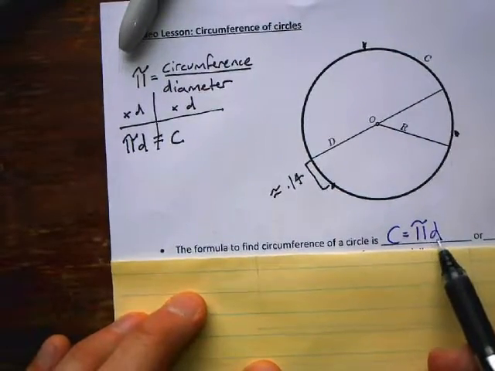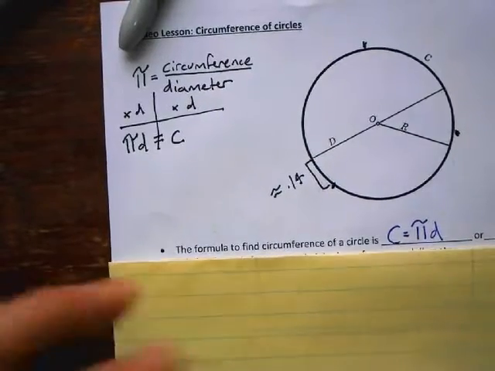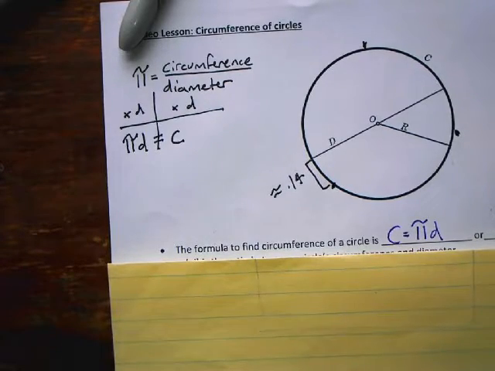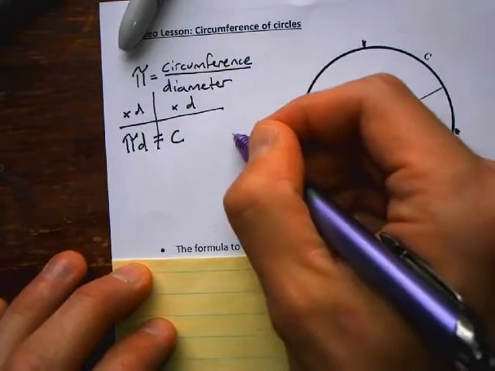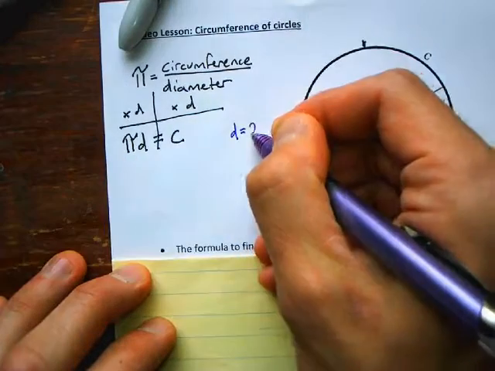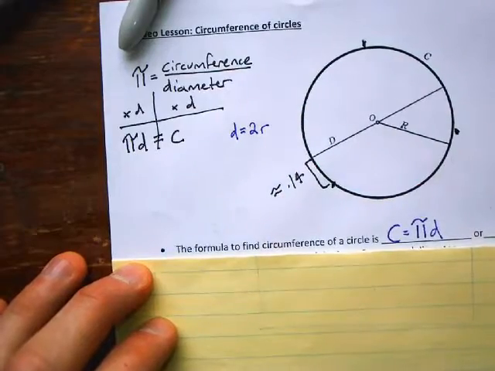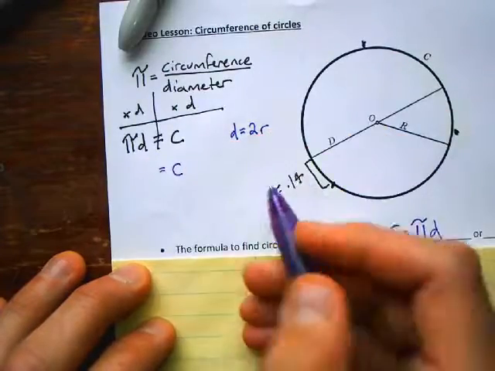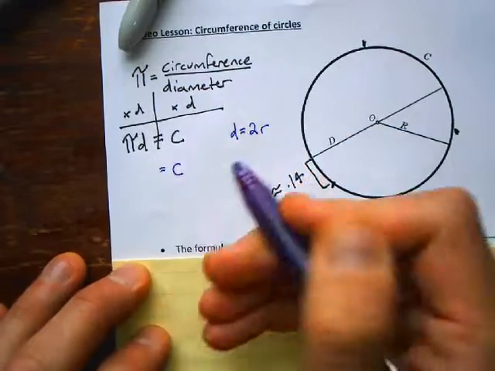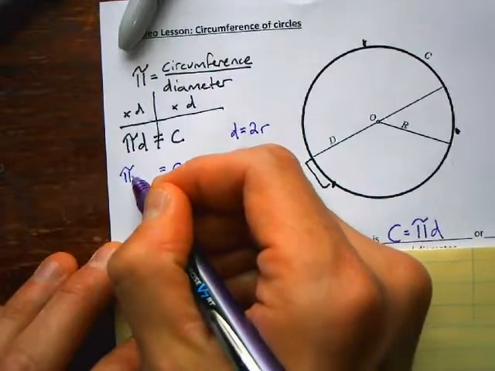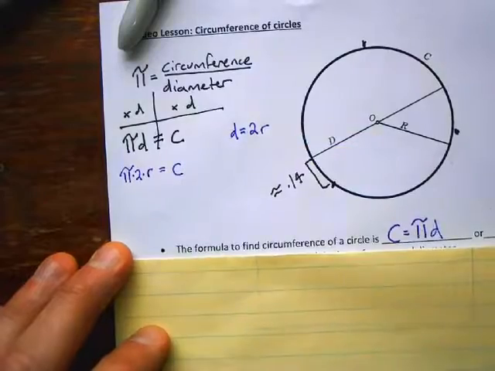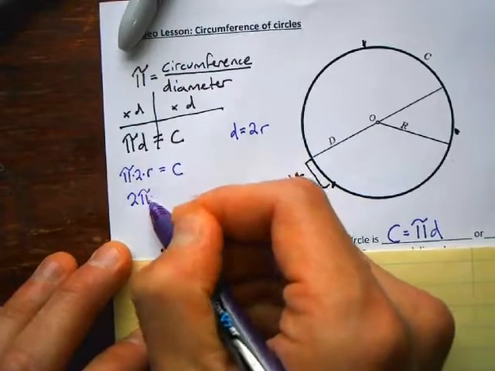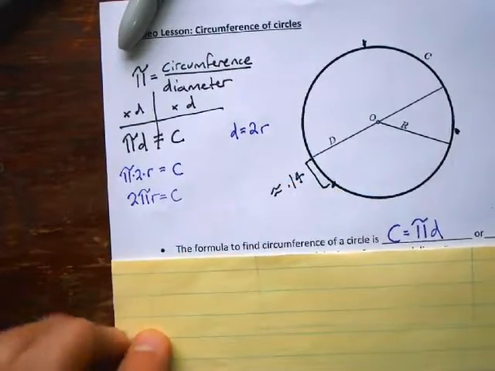Circumference is take whatever the diameter is, multiply it by 3.14159 or whatever you're using, and that will give you the circumference. But we can go even further than that because you also know that a diameter is 2 times the radius. So we can come up with a different formula for circumference. Circumference is equal to, plug in the 2 times the radius where the diameter is, pi times 2 times r. And usually mathematicians write it like this, 2 pi r. So that's the other formula for circumference.